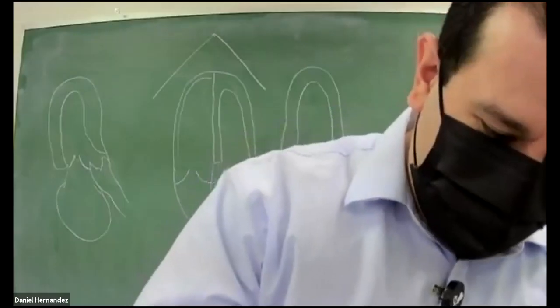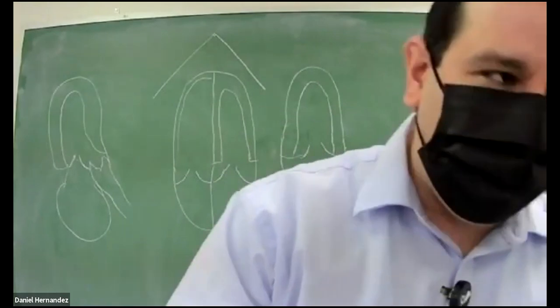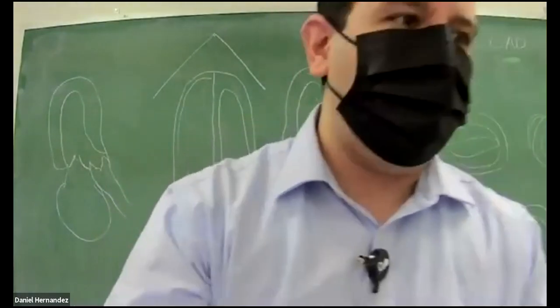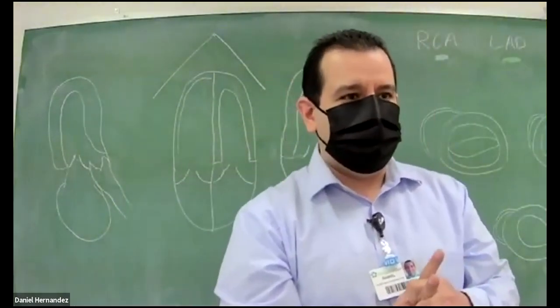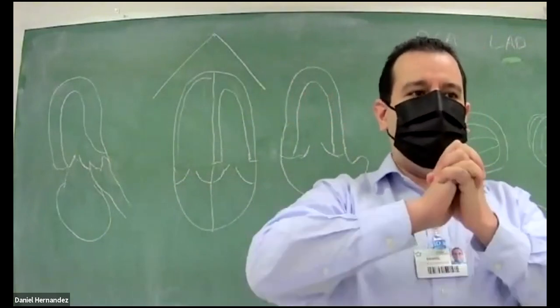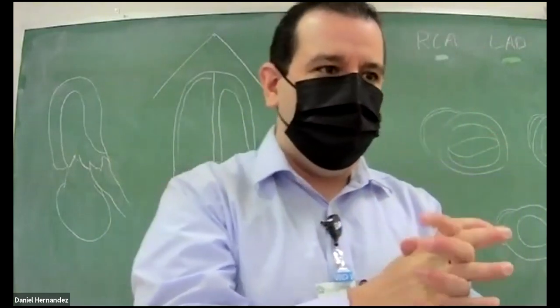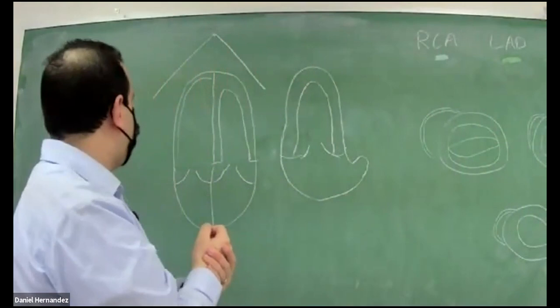So, yeah, I need to practice that because I have a hard time remembering which ones are which. Oh yeah, because that's for sure going to be on your registry. Once you start looking at the clips and cine loops of the heart, you need to know what wall you're looking at and what vessel that corresponds to.